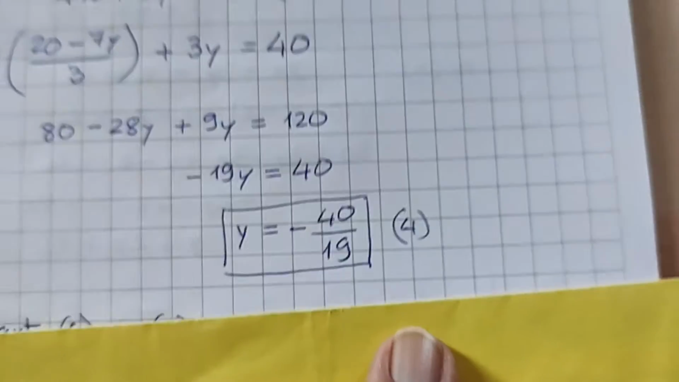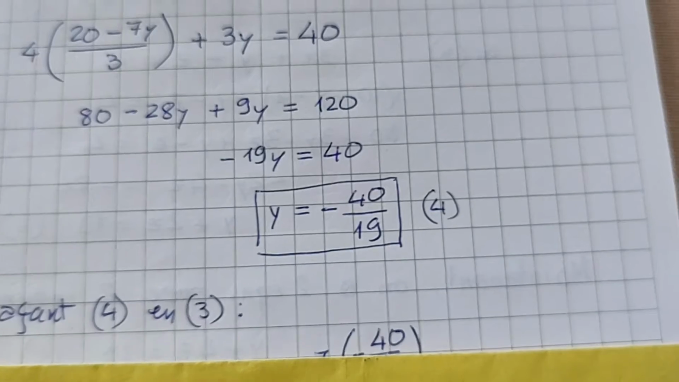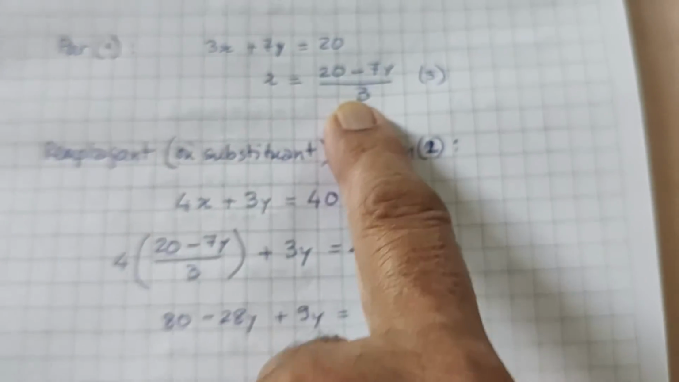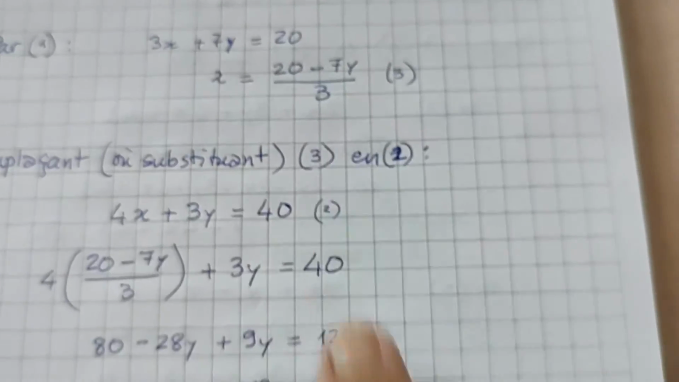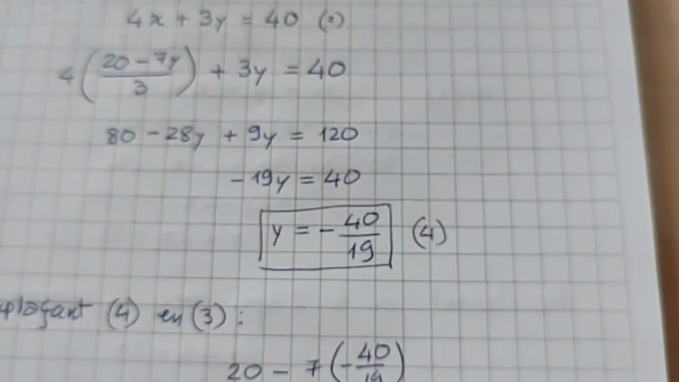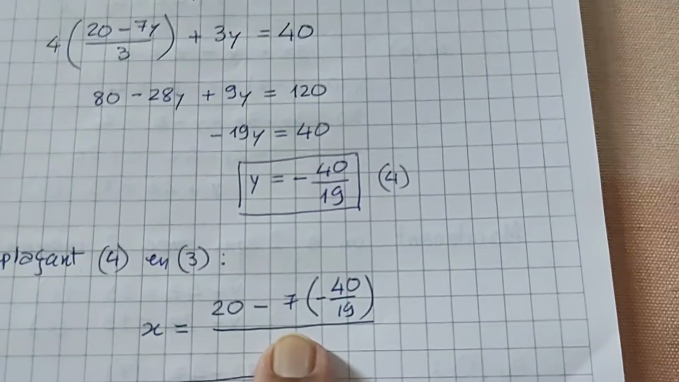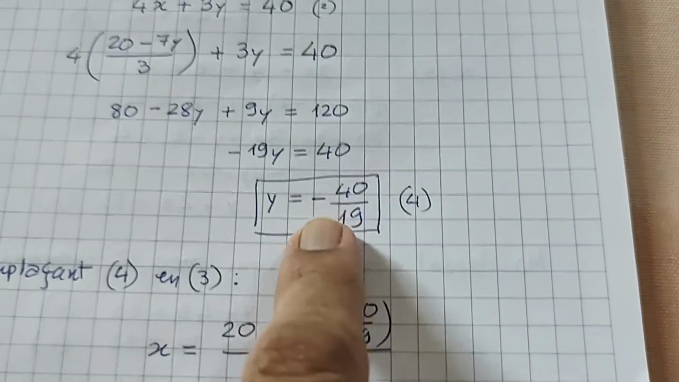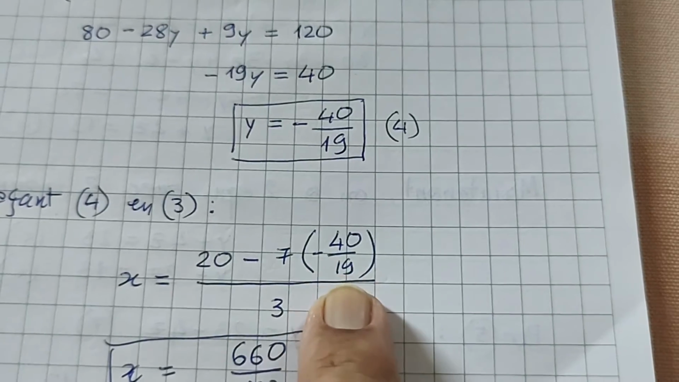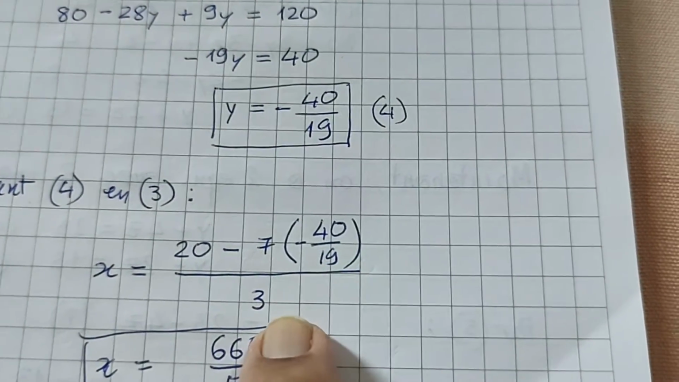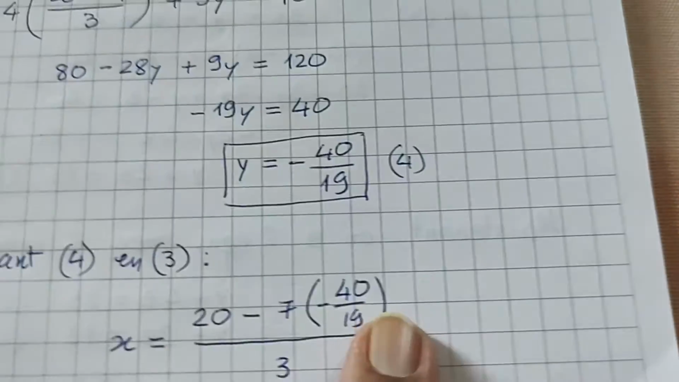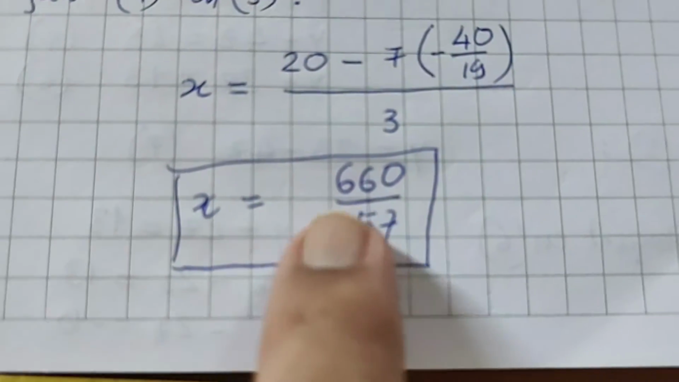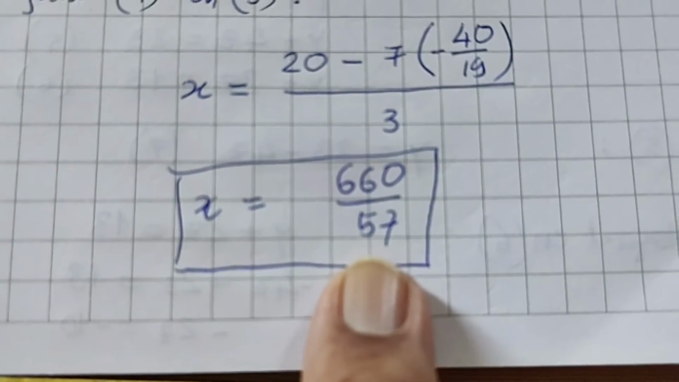Now that you have this, you can say remplaçant in 3. 3 is this one where x is already defined as a function of y. So you put in there. So x is 20 minus 7y, 7y is all of this, so minus 7 into minus 40 over 19, divided by 3. If you do this, it's actually the same as what we have here. You will come to x is equal to 660 over 57.